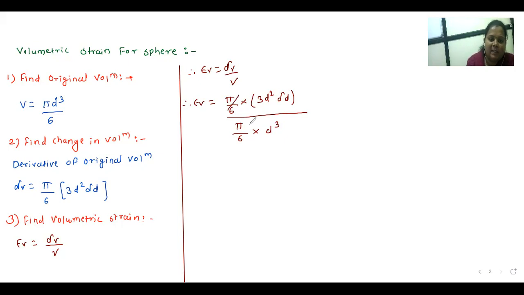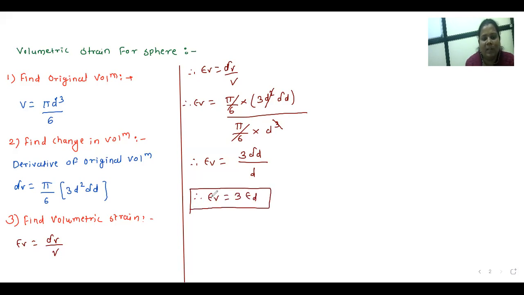So this pi by 6 and this pi by 6 get cancelled. Here d square and d square get cancelled. Therefore, what remains is epsilon V equals 3 del d divided by d. Therefore, epsilon V equals 3 into epsilon d. So this is the formula for volumetric strain in a sphere. If you have a doubt, ask; if no doubt, please write down.